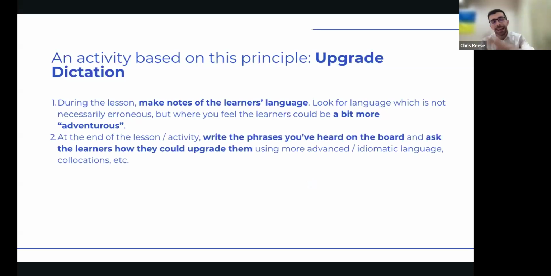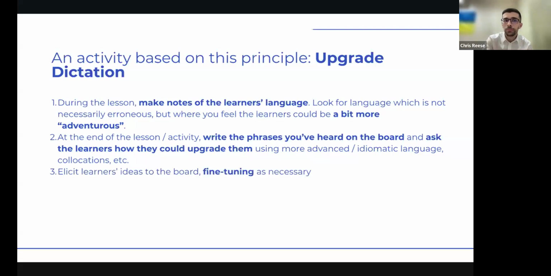Towards the end of the lesson or activity, as you prefer, you'll pick some of the phrases that you think could be upgraded. I like to pick on these, what I call crutch words. Words like good, interesting, fun, kind of bad. These lower level adjectives or words that maybe could be a bit more precise. Then put them up on the board, ask the learners how they could do them in a different way.